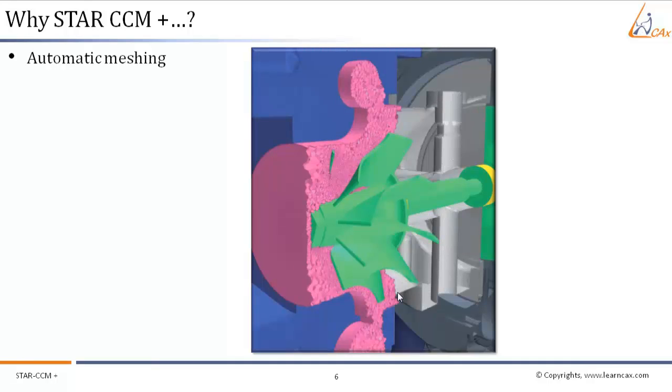The next feature is the meshing tool. The meshing tool of STAR CCM Plus software is highly automated. There are automatic meshing algorithms for generating tetra, hexa and polyhedral mesh. We will see meshing in detail in the meshing videos of the STAR CCM Plus course.